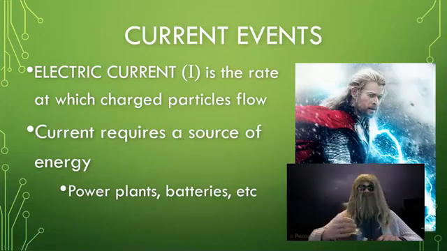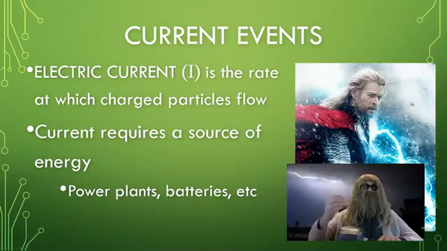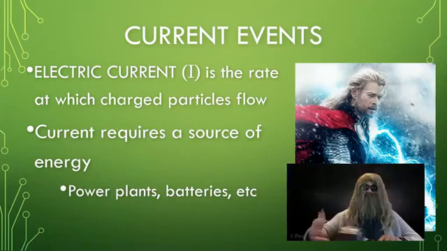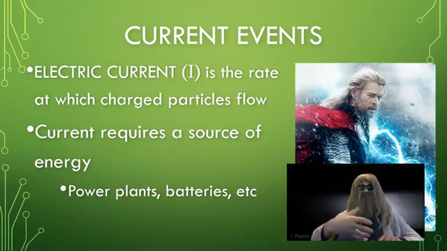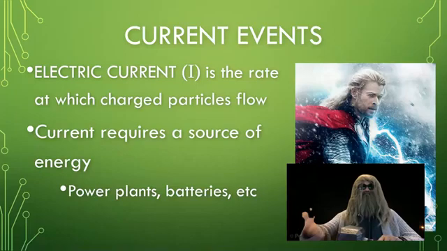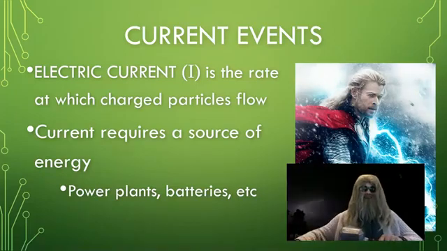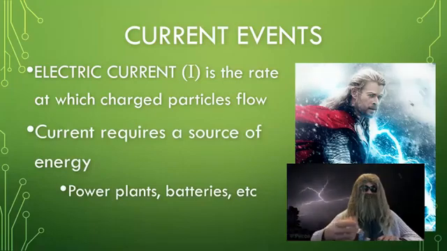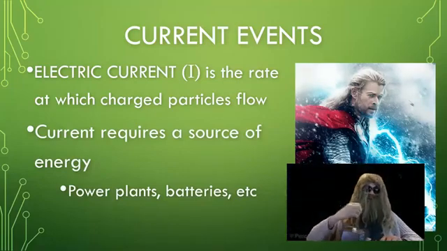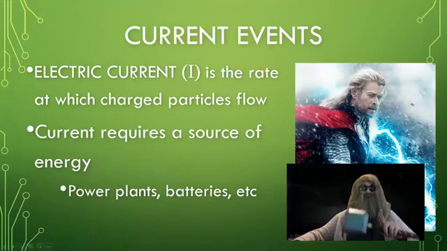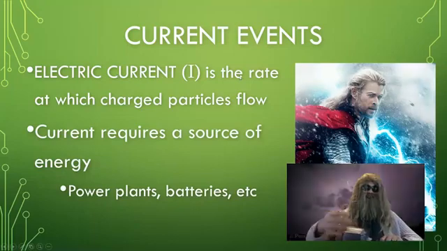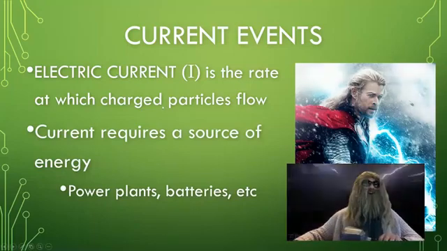So what happens is current requires a source of power to make it move, or to generate the energy for the charged particles to go. And that's what power plants and batteries are for. They provide the energy to make charged particles flow, which we call current. And the symbol for electric current is big I.